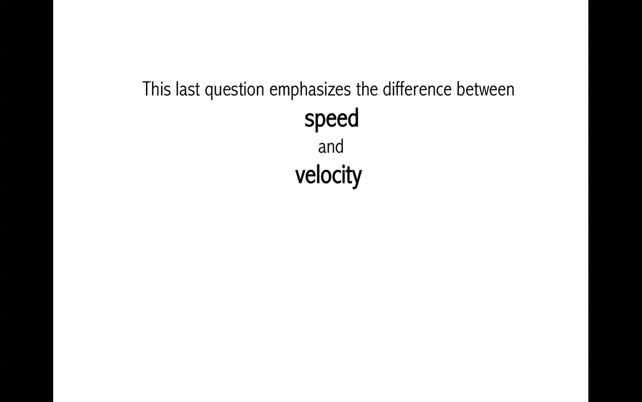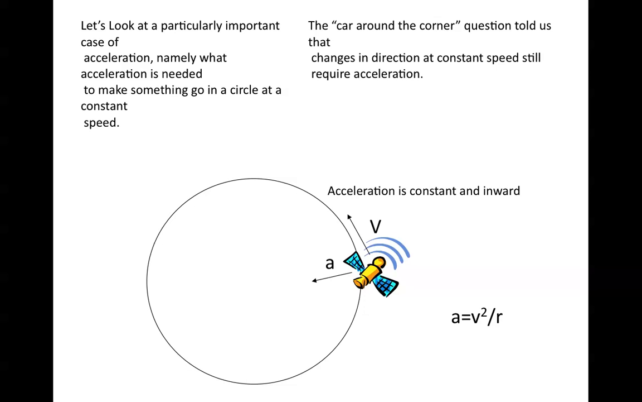This last question emphasizes the difference between speed and velocity. Your velocity can be changing while your speed remains the same. This is particularly important in the case of circular motion. An object in circular motion can be moving at a constant speed, but its velocity is changing also, so it needs to be accelerating all the time. The acceleration is constant and inwards. So the acceleration that's needed to make something move in a circle at a constant speed, a, is just equal to v squared over r, where v is the velocity along the orbit and r is the distance to the center of the orbit.